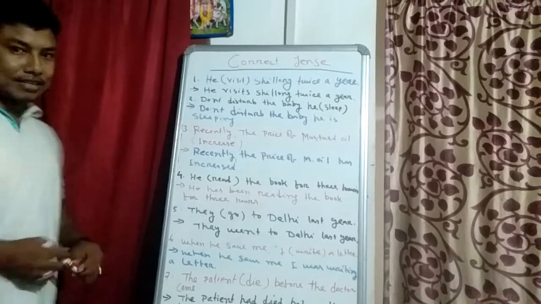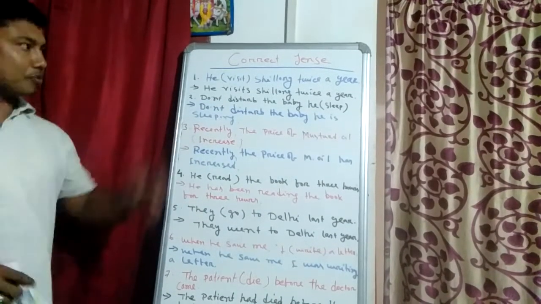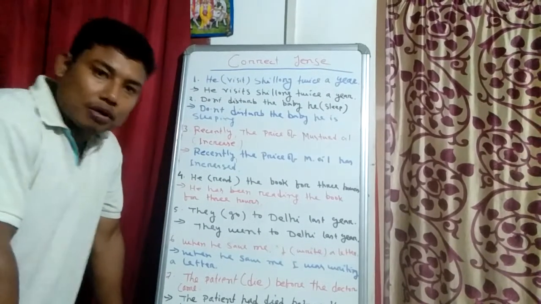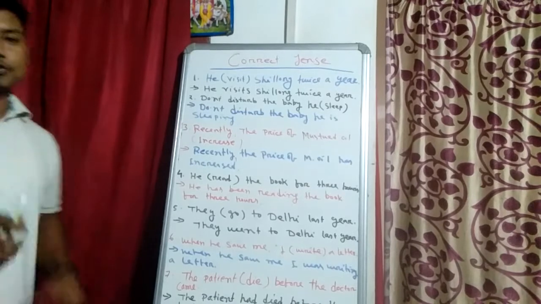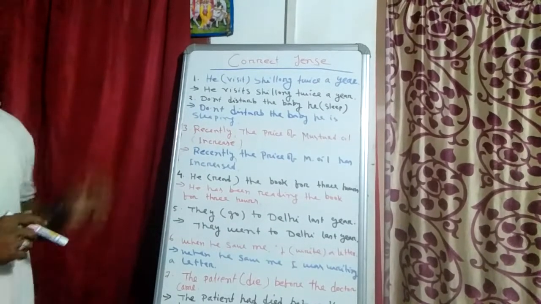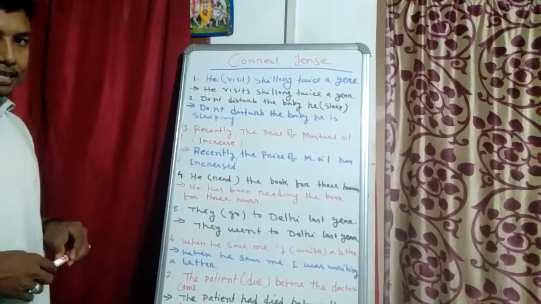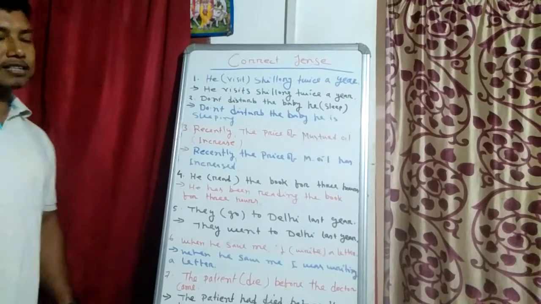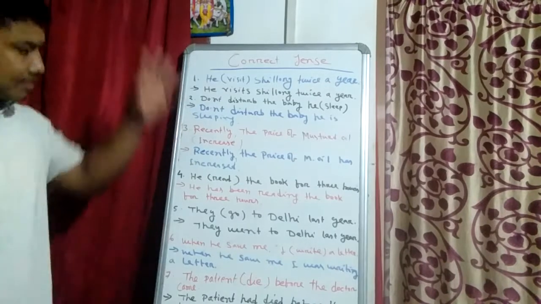Good evening, everyone. Today I am going to discuss another important concept of English grammar, which is called correct tense. Generally, from class 6 to 12, we often get the concept of correct tense. The question is given in this way: correct the following sentence by using appropriate tenses. So the concept of tense is very essential, which I discussed in last classes. Let's discuss one after another.